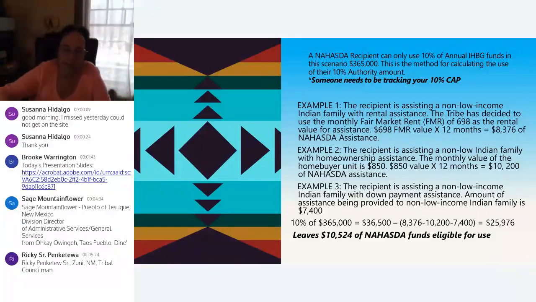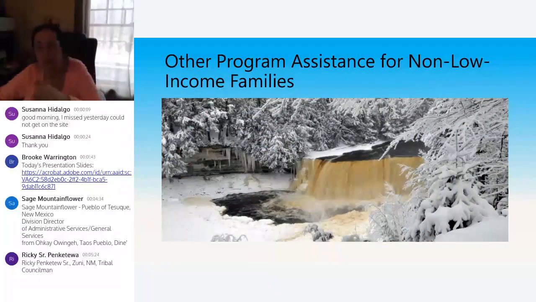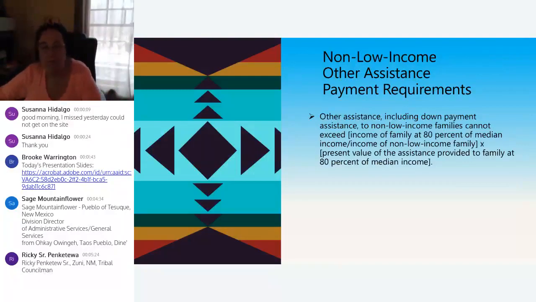The area that we have the slippage in is when you get into your other program assistance for your non-low income families. If they fall between 80 and 100%, you give out $10,000 worth of down payment assistance for every family that qualifies. Well, if they fall between 80 and 100%, they're not allowed to receive the same amount of assistance. They're not allowed to receive $10,000 because that's what you're giving to your low-income people. You have to run a formula to see how much they're actually allowed to have.